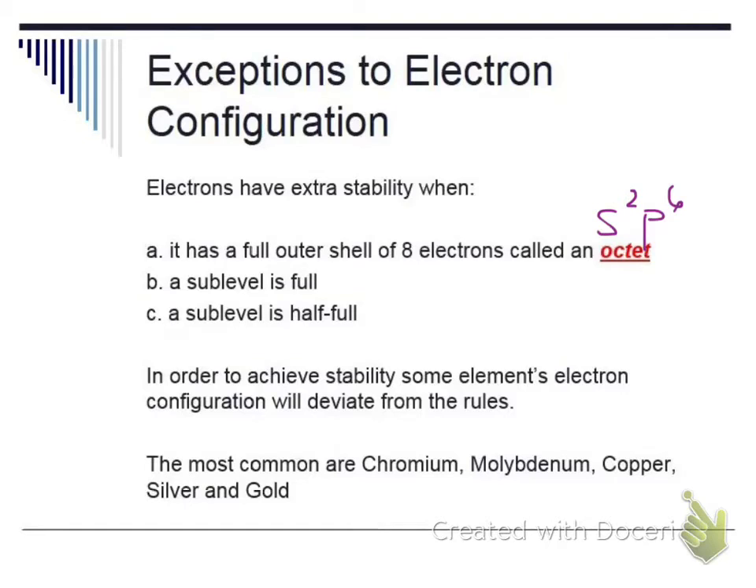Tungsten is also in that same group, and it does follow that deviation, but we hardly deal with tungsten at all, so we're not going to worry about it. It's not one you have to memorize. But these 5 you do just have to memorize. So we're going to do an example with chromium and an example with silver.